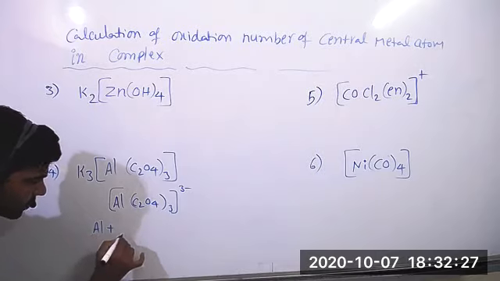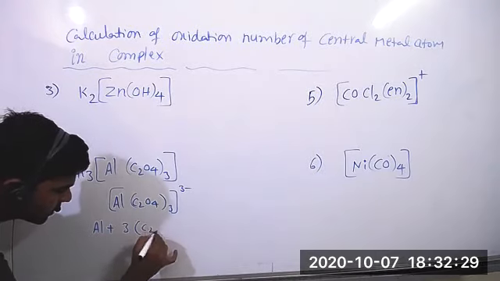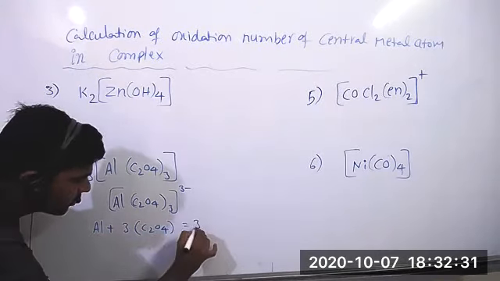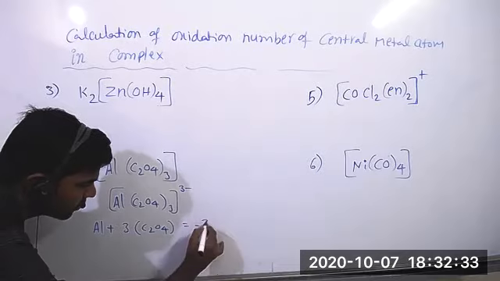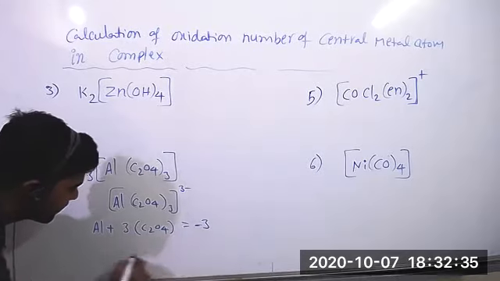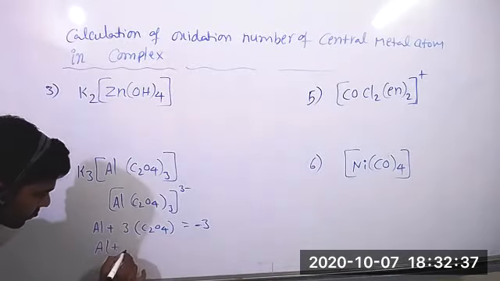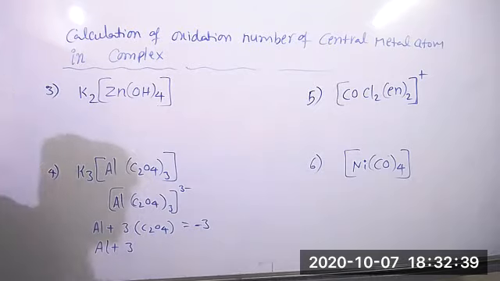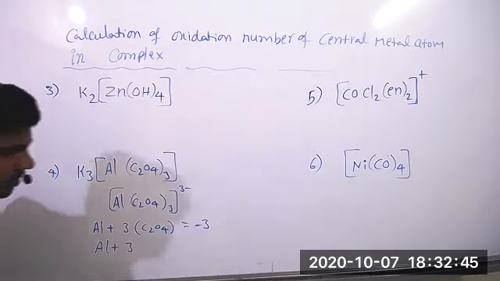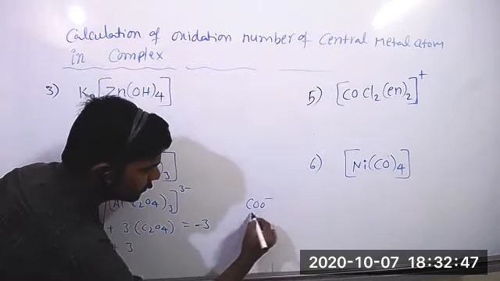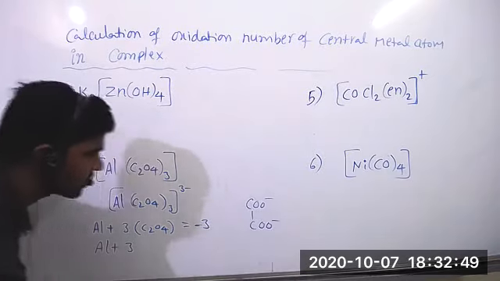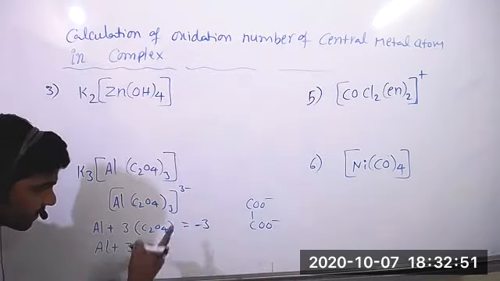Aluminum, we have to calculate the oxidation state. 3 oxalate ions, minus 3. Yes, sir. So C2O4 is 0, no, sir? C2O4 is oxalate. Oxalate is a bidentate ligand. It is carrying -2 charge. Sir, it is 0, sir. Where did you study 0 for oxalate? -2.